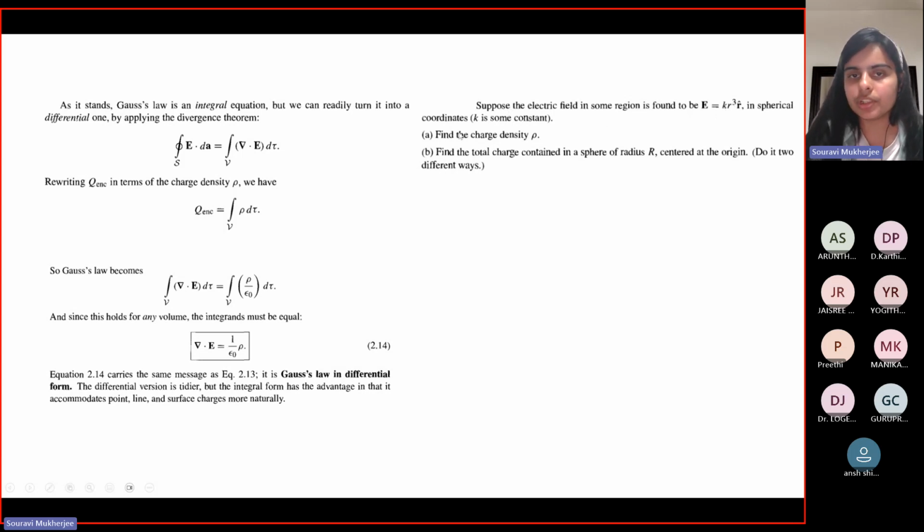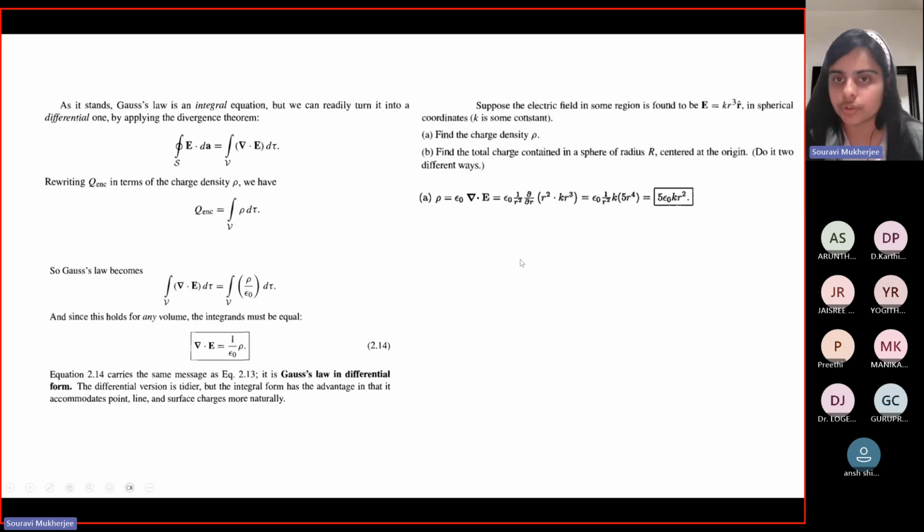It's in spherical coordinates. You have to find the charge density rho. So what you do is you use this formula, right? Epsilon naught divergence of E. So if you know E, you can find divergence of E. Here you have to use the divergence in the spherical coordinates. So this is something we discussed in the last class, if you remember.